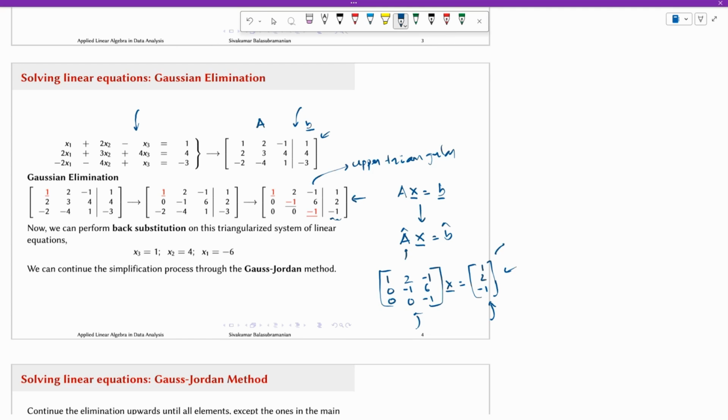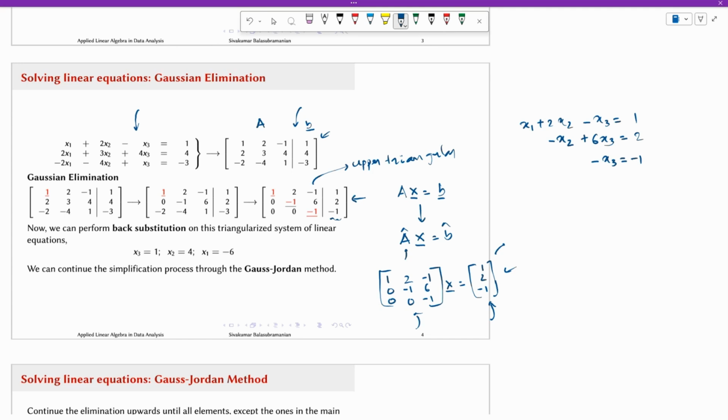See, if it's not clear, if I gave you an A and a B like this, can you tell me what the equations are? Tell me the equations corresponding to this. What is the first equation? X1. Okay. Second equation. Now, can you tell me if you can solve it quickly? How?